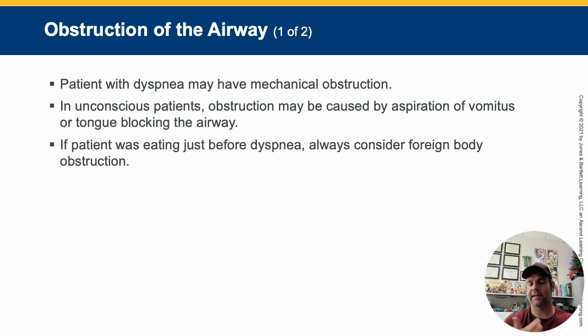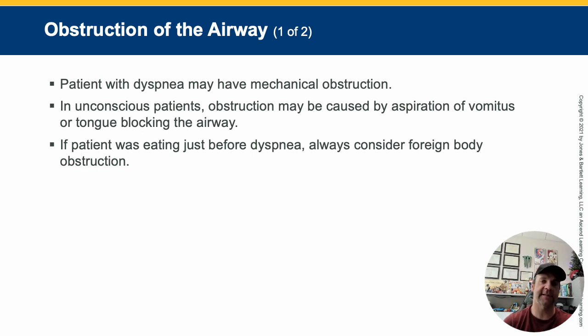And this is going to be particularly relevant in patients who were eating or drinking just prior to the symptoms onset. Now, the signs are often dramatic. The patient may clutch their throat, may be unable to speak or cough, and exhibit panic, stridor, or just complete silence. Now, with a partial obstruction, patients may be able to speak in short phrases or produce a noisy airflow, but these cases can worsen rapidly.